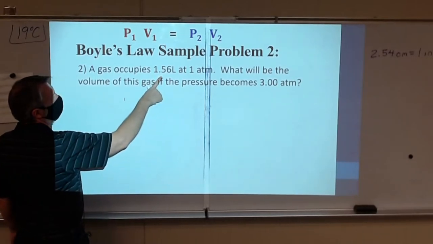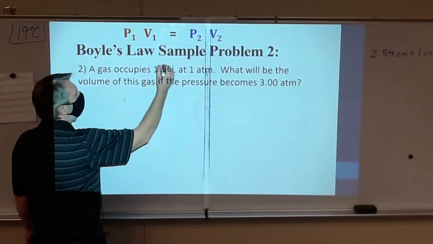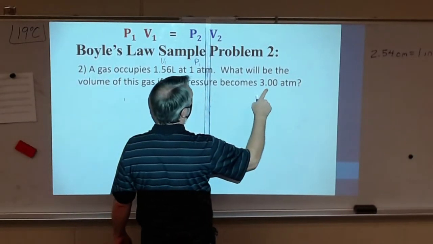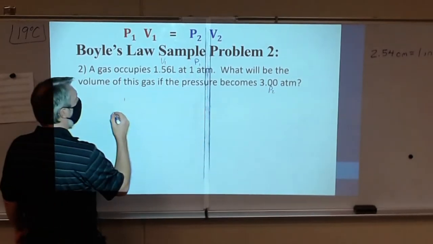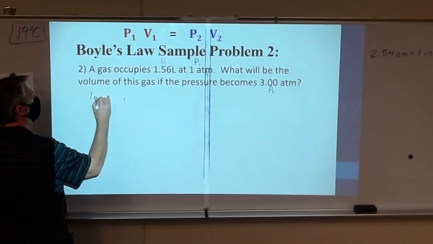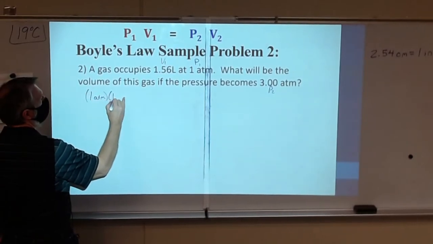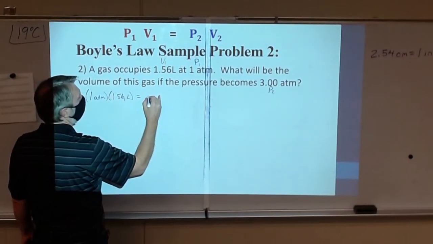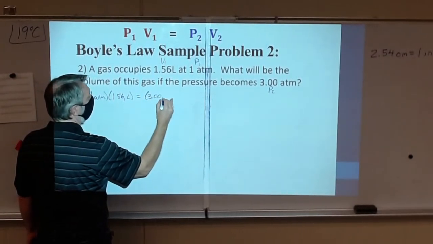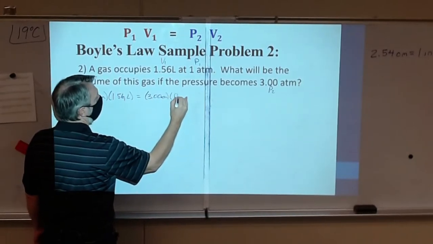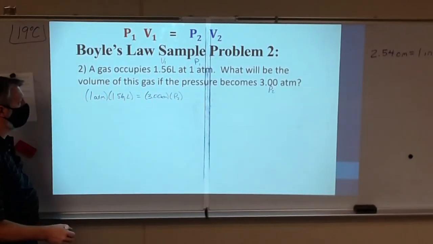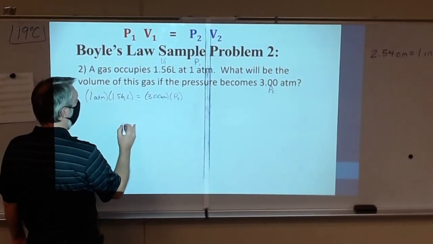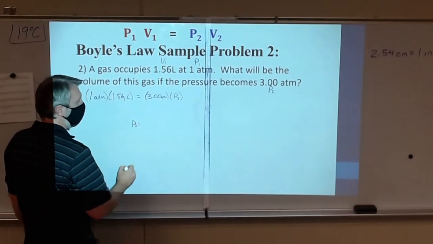So what variable is this one? V1, and this is P1, and this is V2, and I'm trying to solve for V2. So I'm going to plug in 1 atmosphere, 1.56 liters, and 3.00 atmospheres and P2. Okay? And so I solve that, and ATMs cancel out, and so what does it equal?